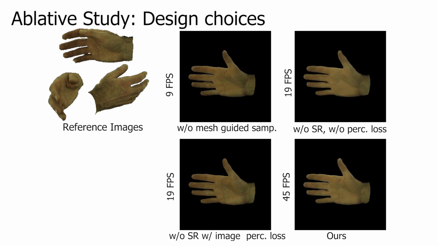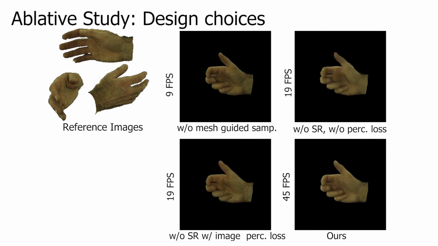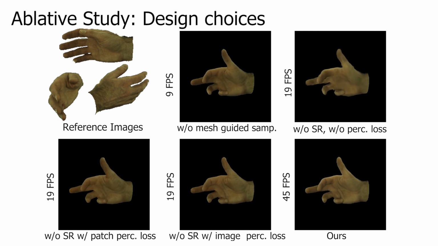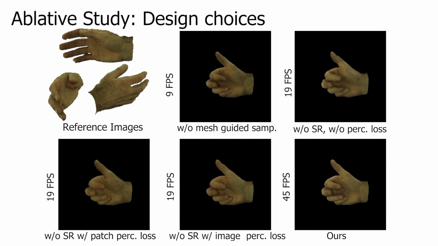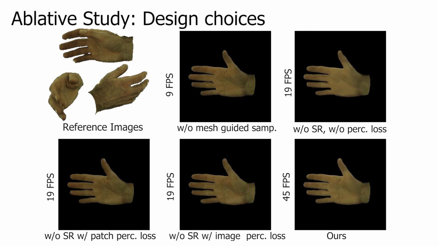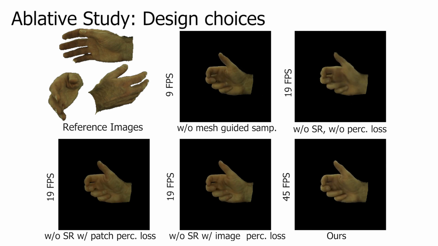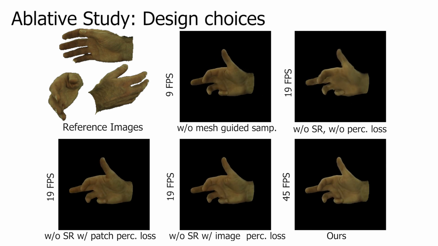Here, we show that removing the perceptual loss leads to a clear degradation in quality, such as missing high-frequency components. We also show that applying the perceptual loss on the full image as opposed to a patch-based manner leads to a clear improvement in the rendering quality. This further shows the importance of our design choices in reaching a performance that is both high quality and real time.